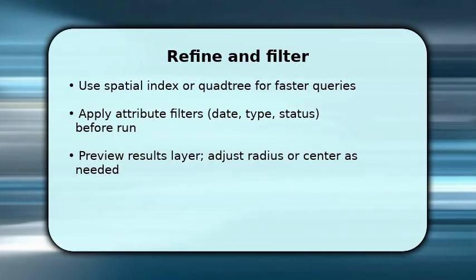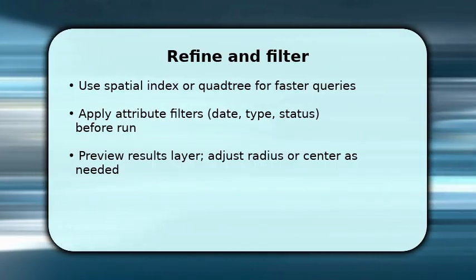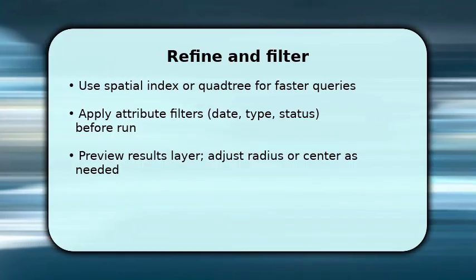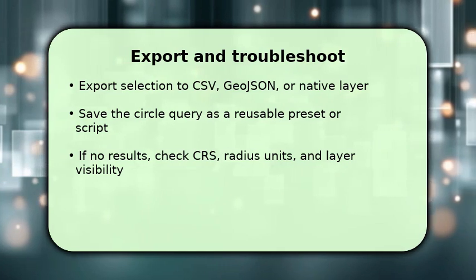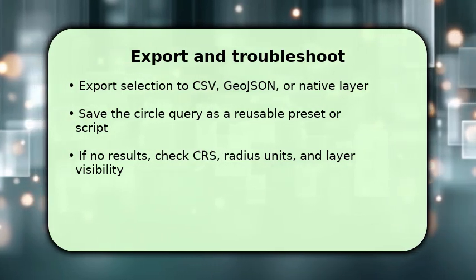Once set, run the preview to inspect matches visually. If results spill over or miss expected items, adjust center or radius and rerun. Also test buffer modes and intersection rules, because circle inclusion versus intersection can change results. Finish by exporting the selected features to the format you need: CSV for tables, GeoJSON for spatial exchange, or save as a native layer.